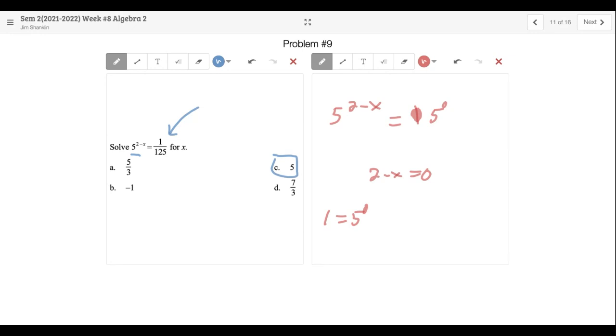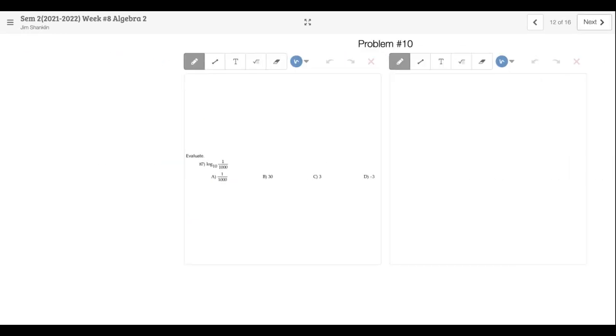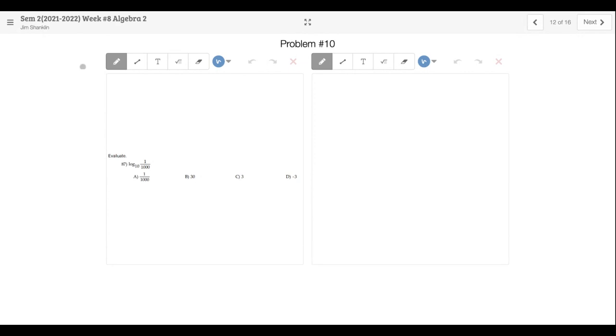Because there's a problem like that on the assessment, and a lot of kids will wonder, how did you get the same base there? Oh, okay. All right, here's the last problem. It says evaluate log base 10 of 1 over 1,000. Okay. Letter D, negative 3. So 10 to the negative third power.